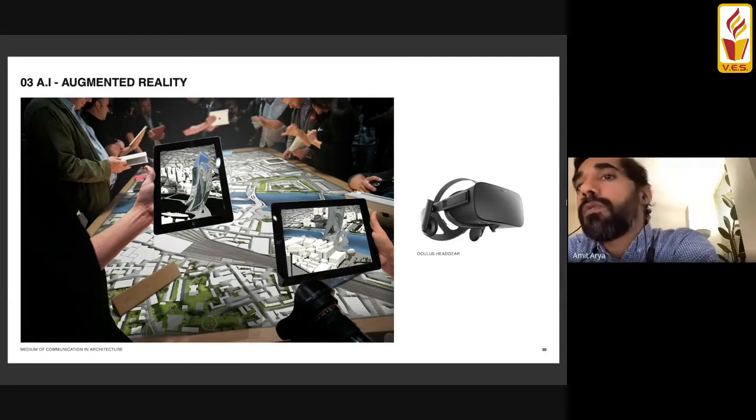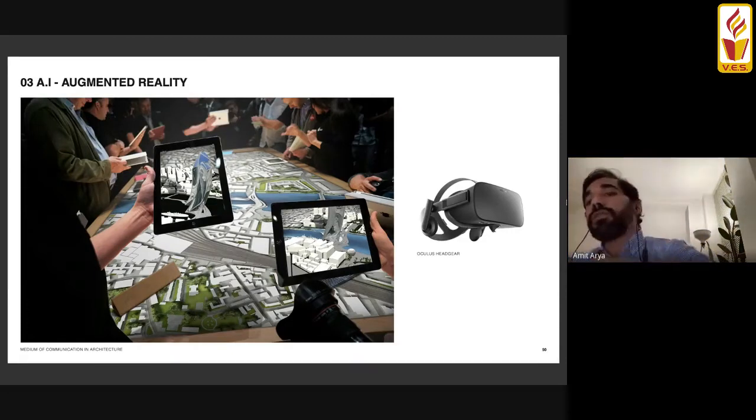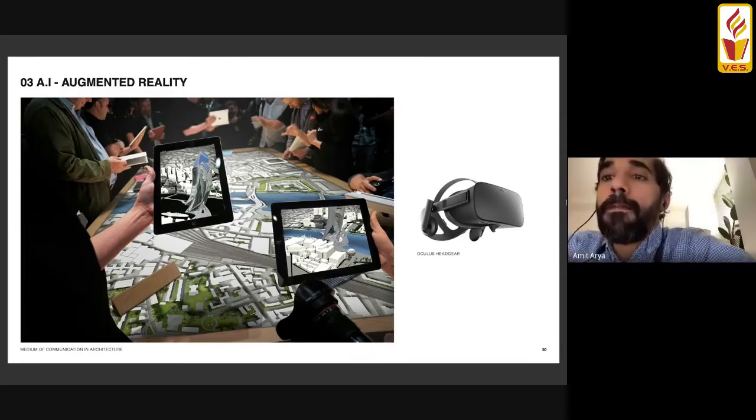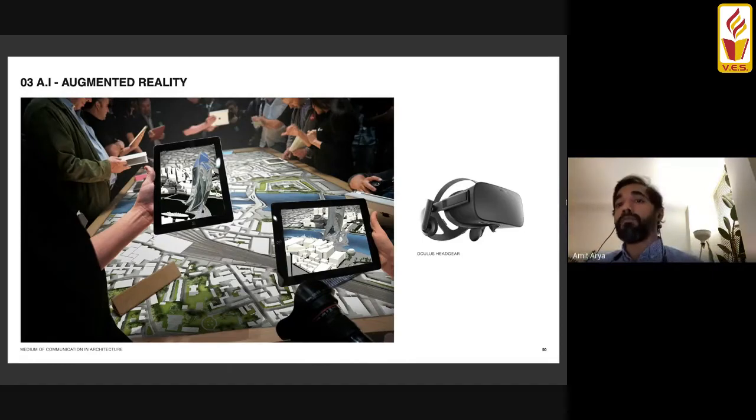And when you walk around with the iPad, the model actually moves and shows you all the three sides as if it was physically there, almost trying to simulate the experience of what it would be like to hold a model. And now can you imagine that iPad becomes a headgear? Then you can completely inhabit the space and start walking in a realm that doesn't even exist at this point in time.